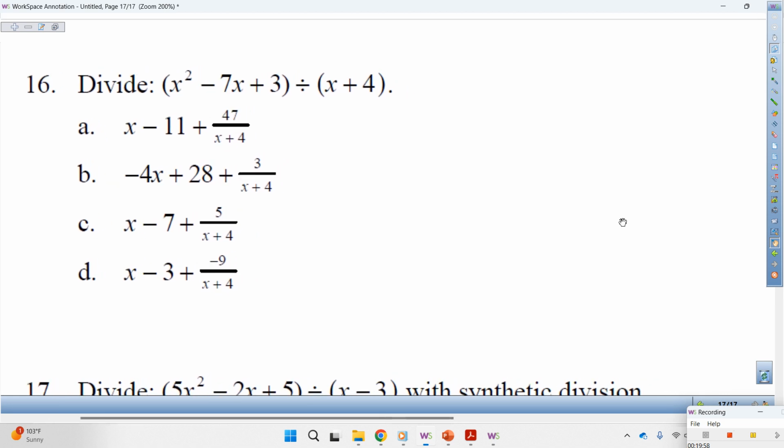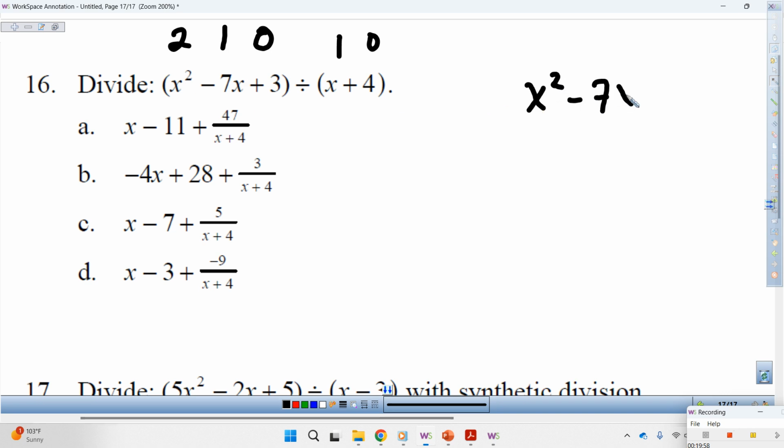Divide x squared minus 7x plus 3 by x plus 4. What is step 1, everyone? Standard form: 2, 1, 0. Is it in standard form? Yes. Is there anything missing? No. So let's write it out: x squared minus 7x plus 3 divided by x plus 4.